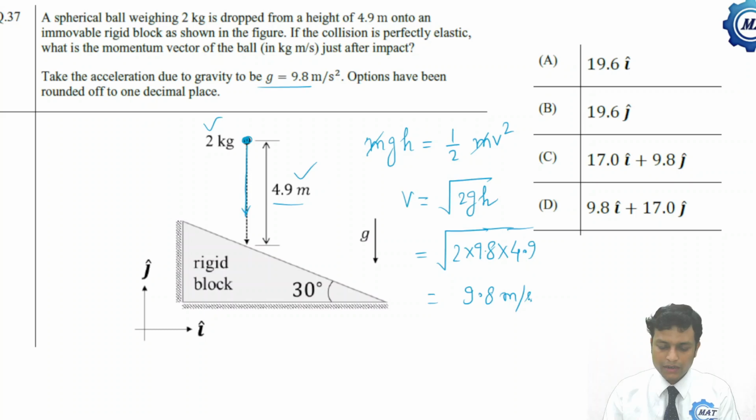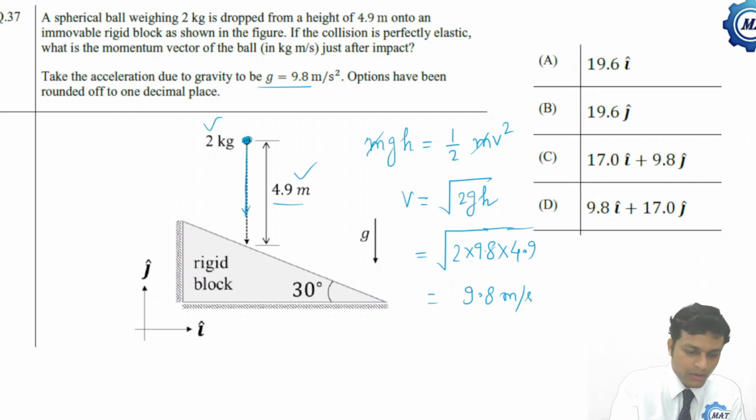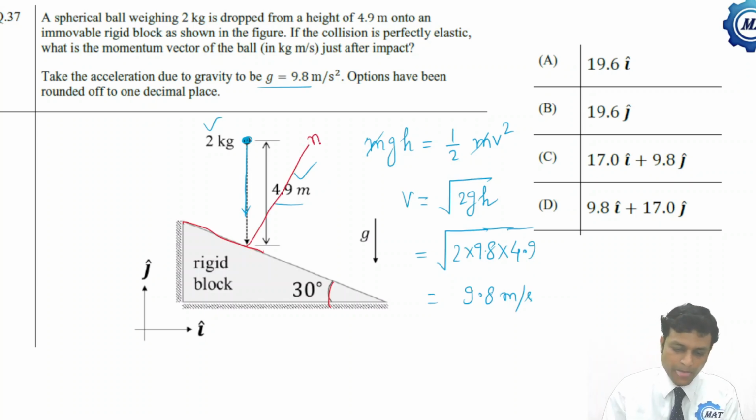9.8 meter per second. Now this is 30 degree. So if I draw a perpendicular on this inclined surface, this will be the normal to the inclined surface. Okay, now as this is a perfectly elastic collision, then what should this angle be? If this is 30, then this angle is also 30 degree.